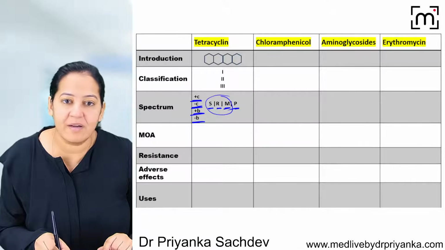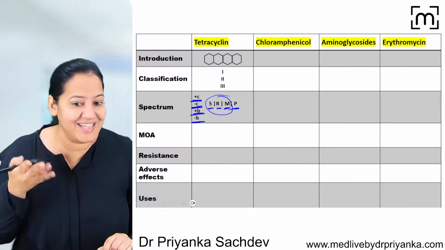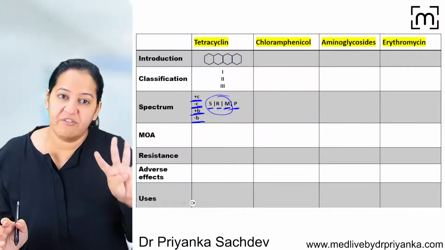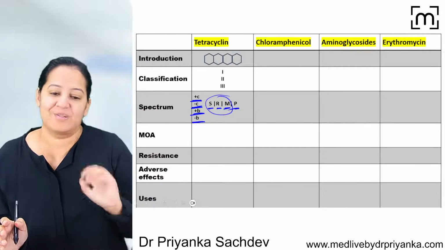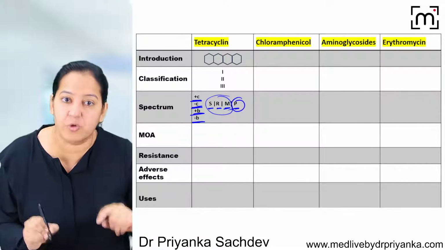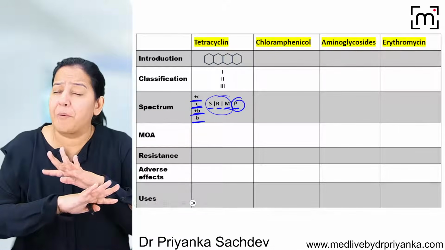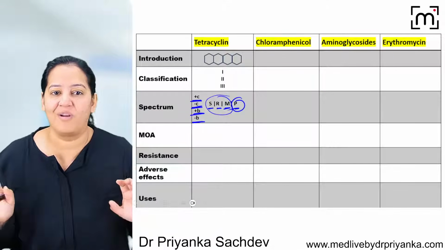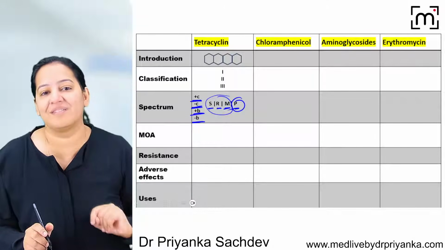Because these 3 bacteria are included in none of the categories, they are miscellaneous bacteria. So along with the 4 categories of bacteria, they act on miscellaneous also. And not only bacteria, they act on some protozoa also. So please learn, it's a broad spectrum antibiotic. It is acting overall. So this is the simplest way to learn the spectrum.